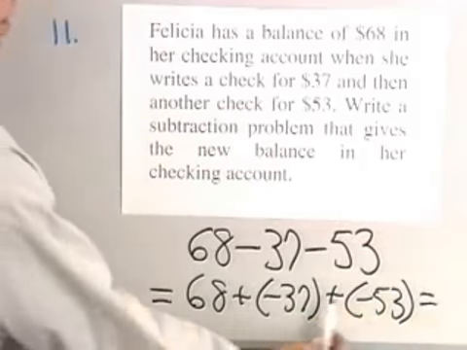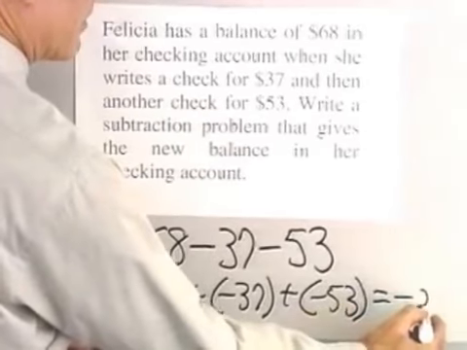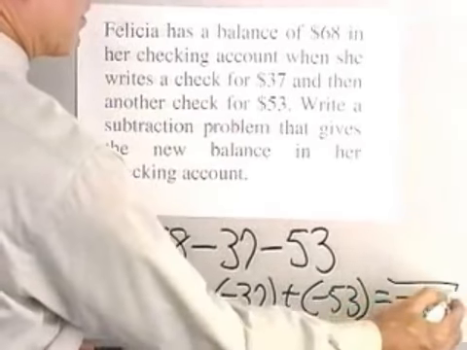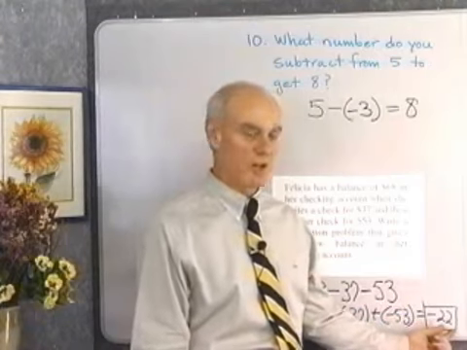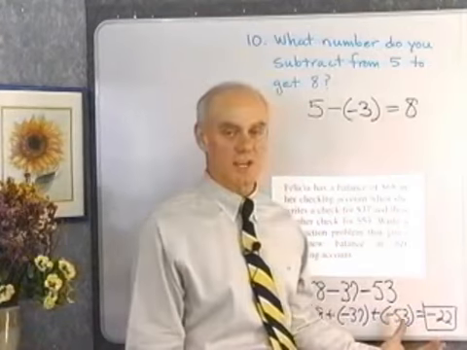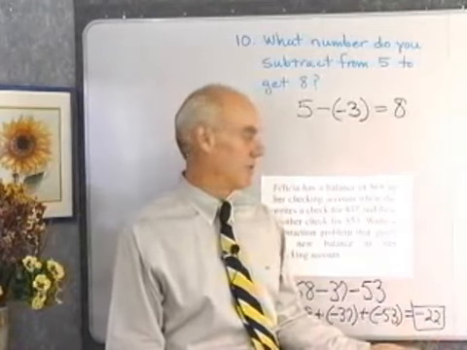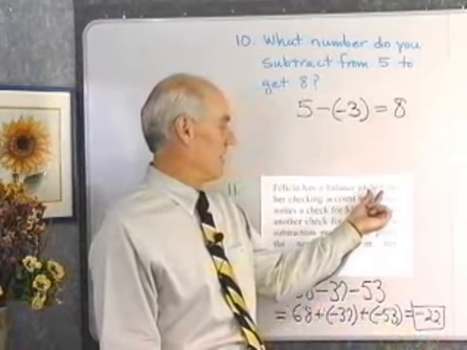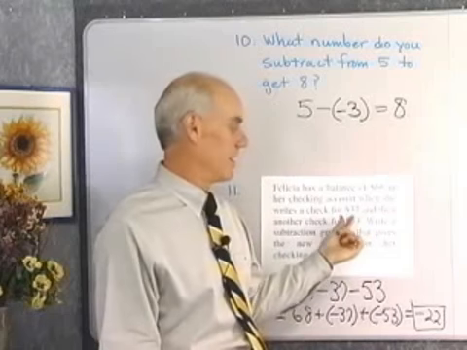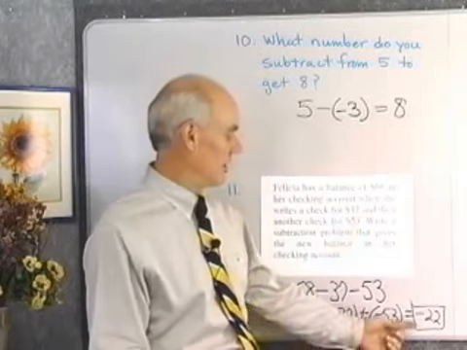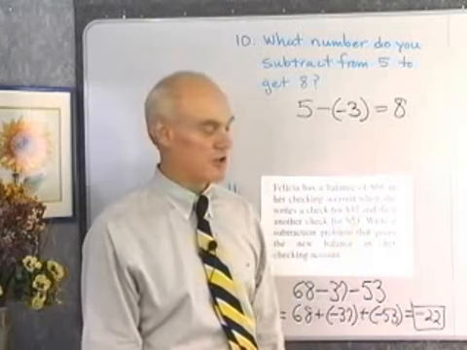Now, if I work this problem out, this is going to come out to be negative $22. So the balance in her checking account comes out to be negative $22. So you see, this is a realistic application of subtraction with negative numbers. If you have a balance in your checkbook of $68, you write a check for $37, another check for $53, you're going to end up with a negative number for the balance in your checkbook.